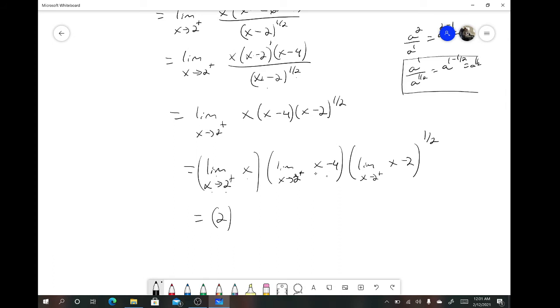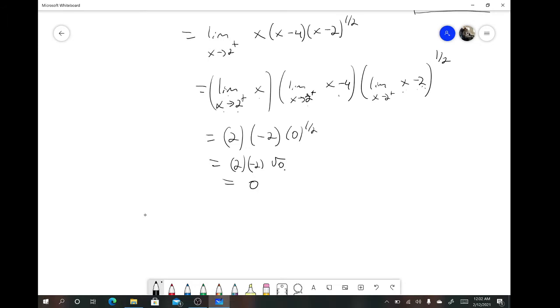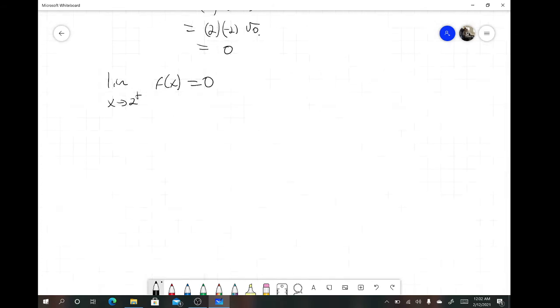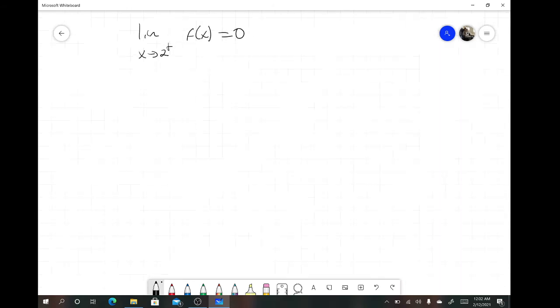Similarly, for this it is going to be 2 minus 4, so that's minus 2. And here it's going to be 2 minus 2, which is 0, to the 1/2 power. So we have here 2 times minus 2 times the square root of 0. Well, the square root of 0 is just 0, and 0 times everything is just going to be 0. So the limit here from the right side is 0. So the limit as x goes to 2 from the right side of f of x is just 0. And that's all she wrote for that problem. So that is the end of the problem.